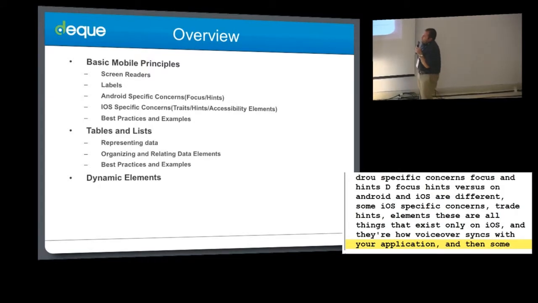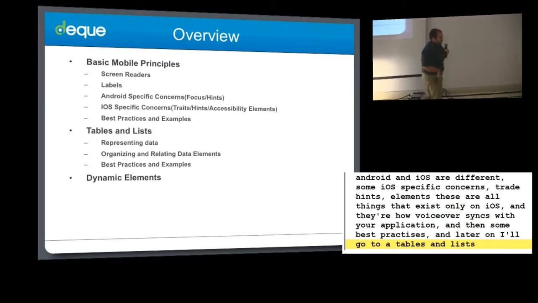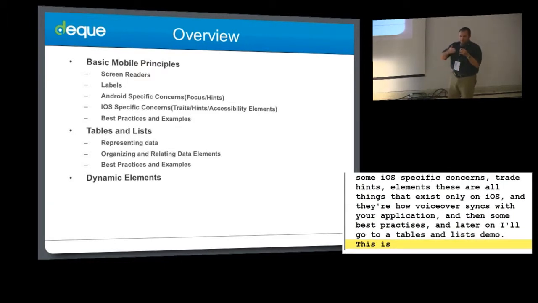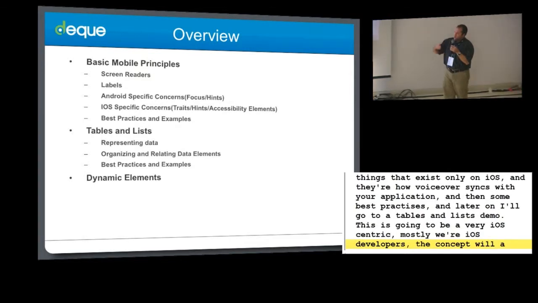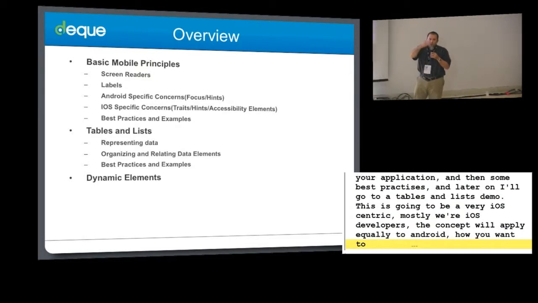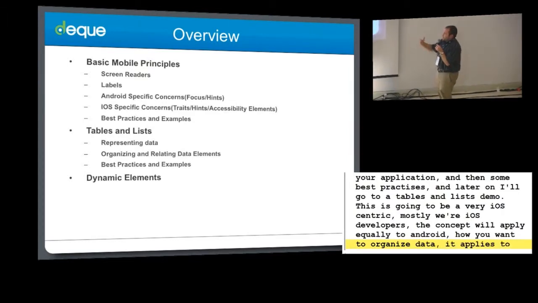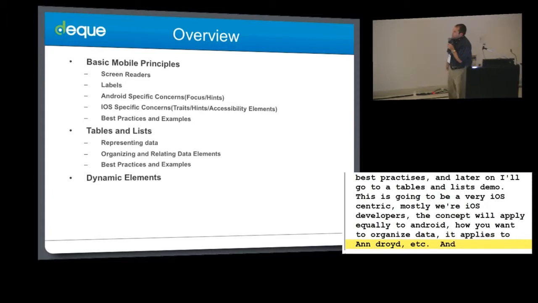Later on, I'm going to go into a tables and lists demo. This is going to be a very iOS-centric example. Luckily, we're mostly iOS developers. Thanks, guys. But the concepts will apply equally to Android. How you organize data and how you want to present data applies to mobile web, jQuery Mobile, Android. It's all the same thing. And then hopefully I'll get to talk a little bit about dynamic elements.